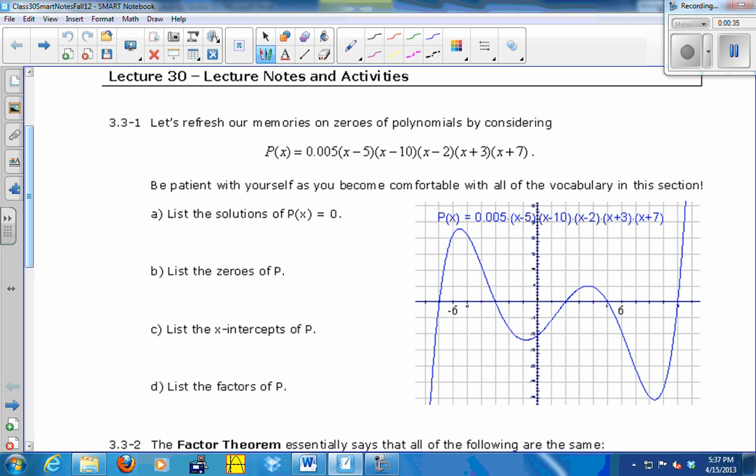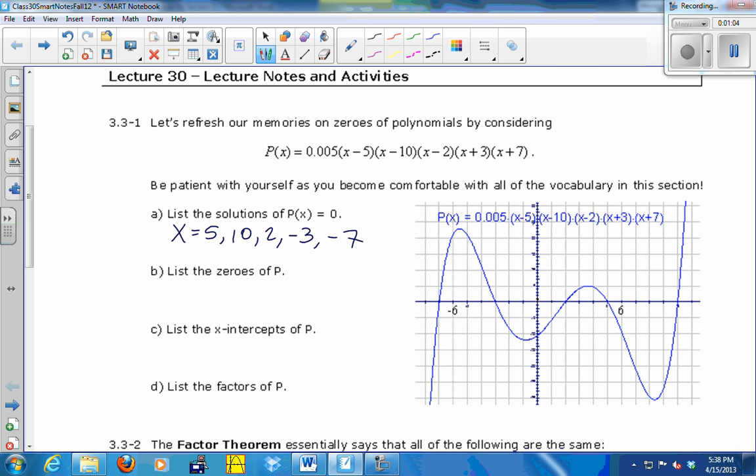And when you want to find zeros of a polynomial, you set the polynomial equal to 0 and solve. That's actually how you find zeros of any function in general, right? Set the function to 0 and solve. So my zeros, or my solutions to p of x equals 0, are going to be x equals 5, 10, 2, -3, and -7. Take each factor, set it to 0. Okay, so those are the solutions to p of x equals 0.